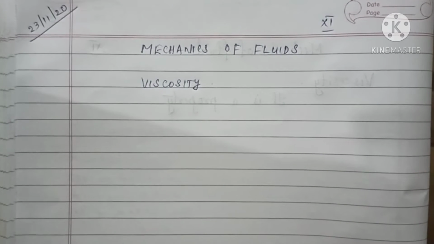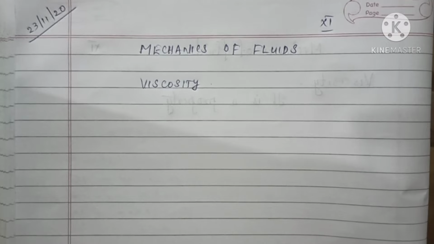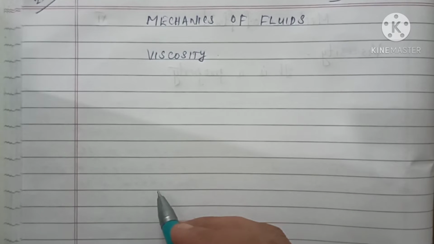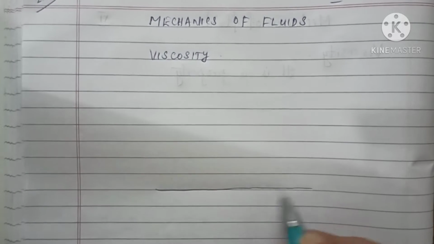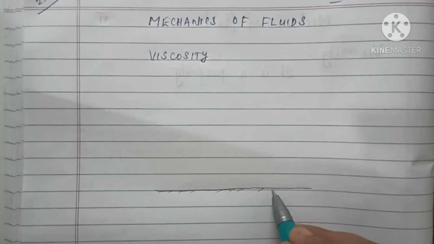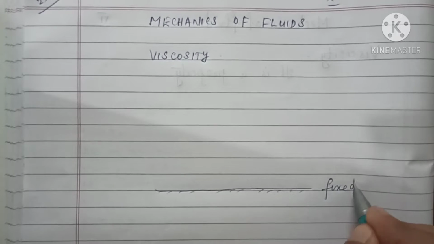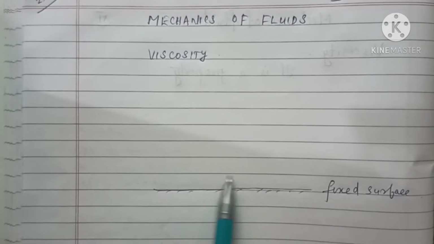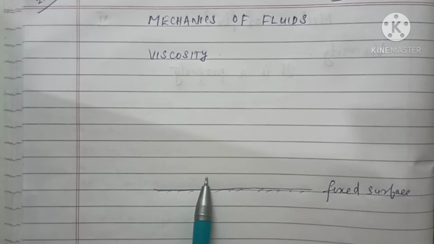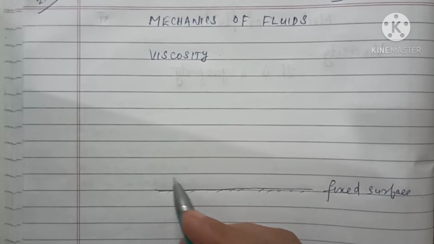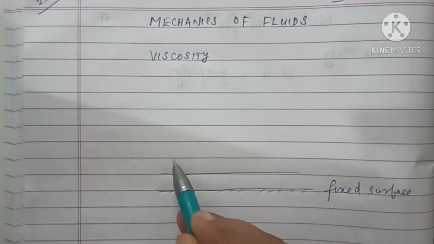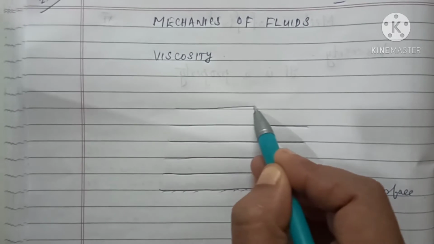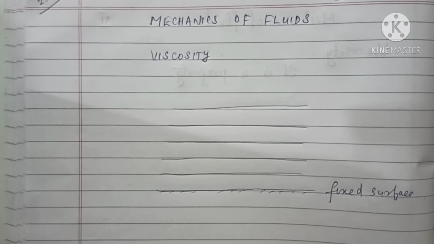Now here I am considering a liquid moving very slowly and steadily over a fixed horizontal surface. Okay, so this is my surface. This is the fixed surface. Now the liquid is moving slowly and steadily over this fixed surface, so it will be moving like layers. Okay, so there are various layers flowing steadily and slowly over a fixed surface.